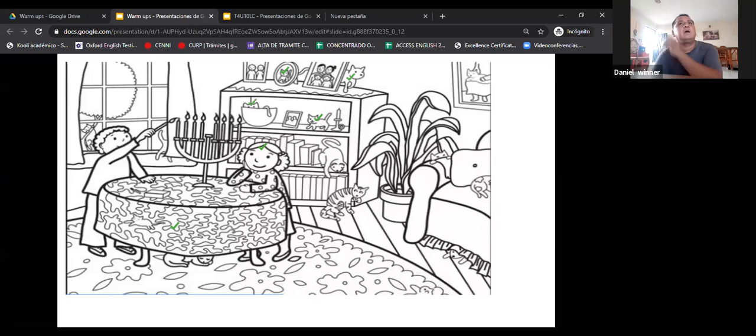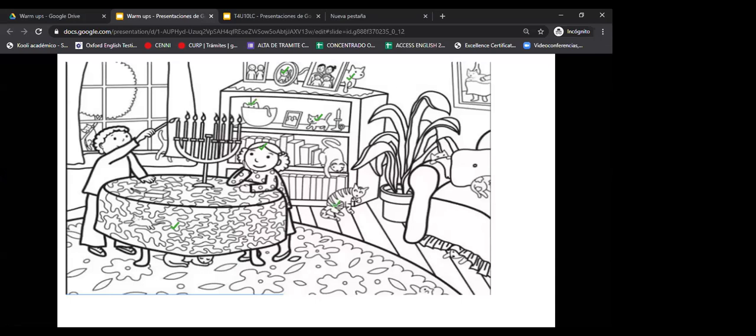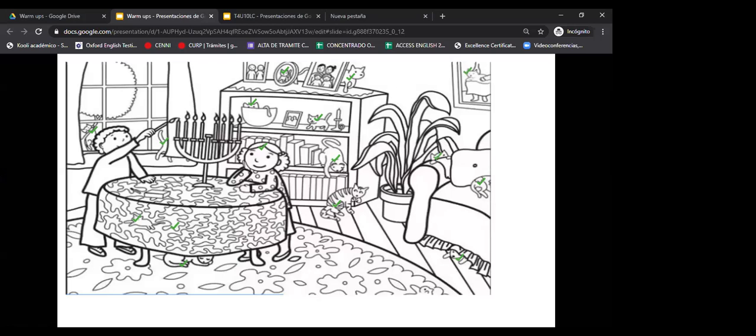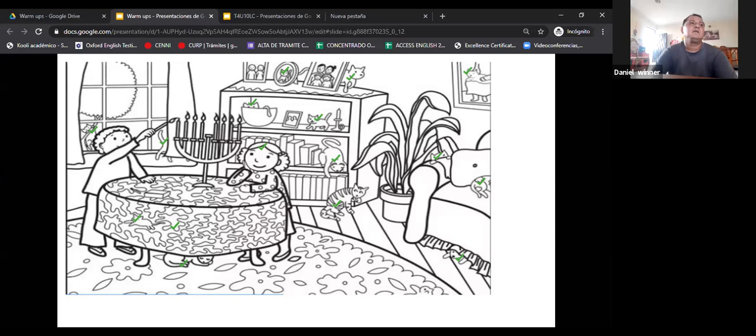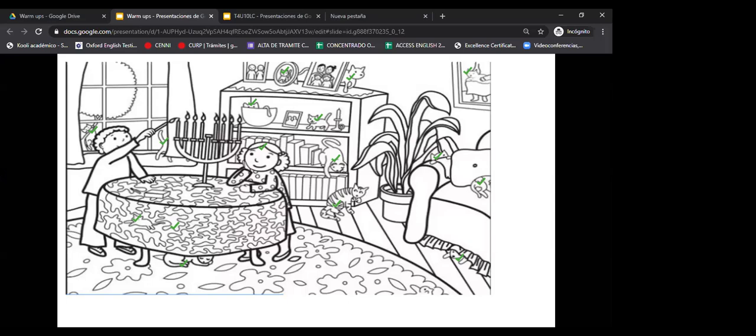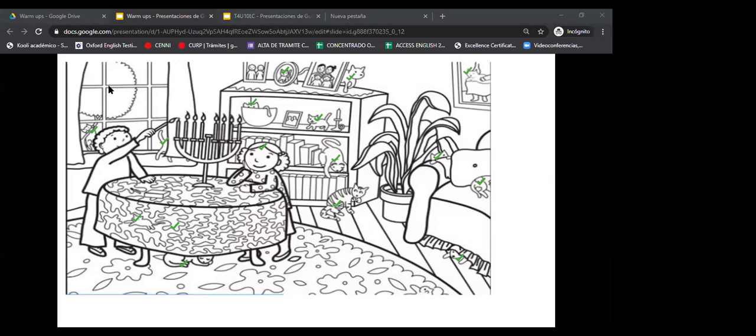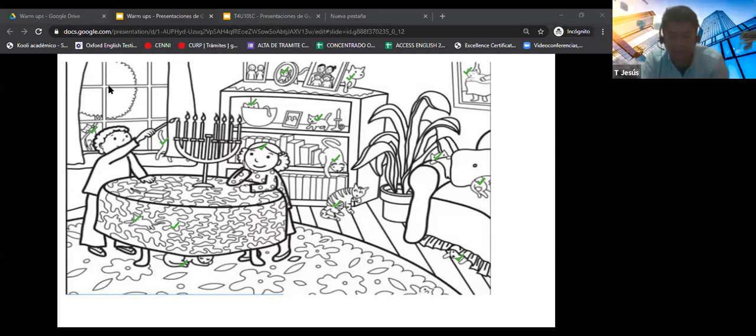Cat. Cat. I don't know how you say perezoso. Other cat. Other cat, between plants. Cat behind the sofa bed. Other cat, yeah. Daniel, oh, cat. Are you finished? Maybe. Oh, time's up.